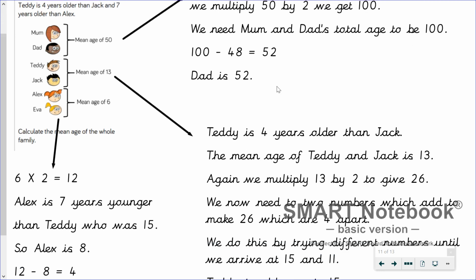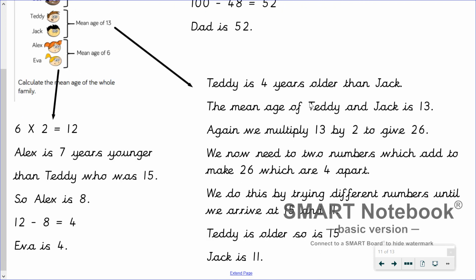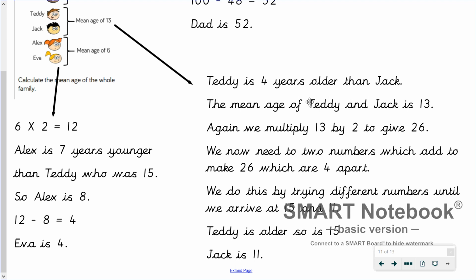We then move on. Teddy is 4 years older than Jack. So if Teddy is 4 years older than Jack, the mean age of Teddy and Jack is 13. So again, we'd do the inverse. We find the total of both their ages. So 13 times 2, because there's 2 of them again, would be 26. Now, we've got that 26, and we now need 2 numbers which add to make 26, which are 4 apart.